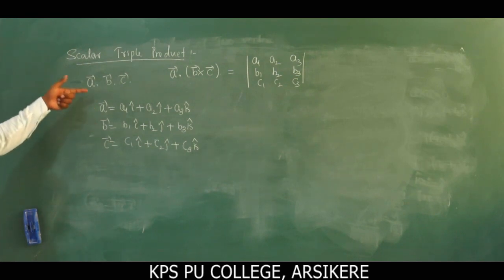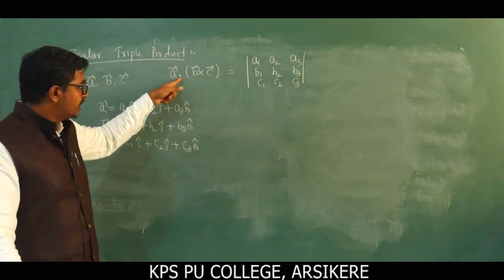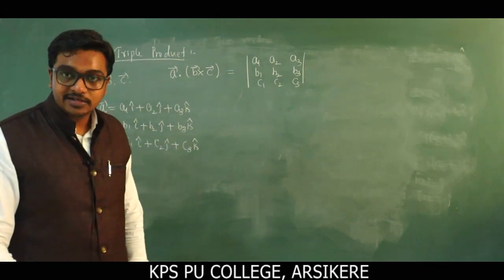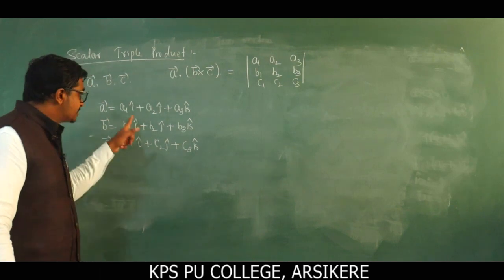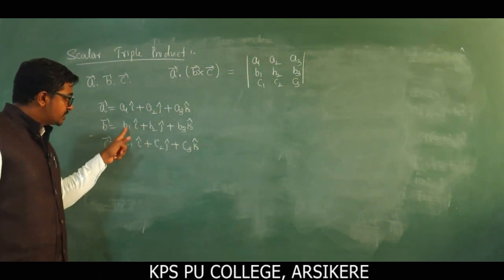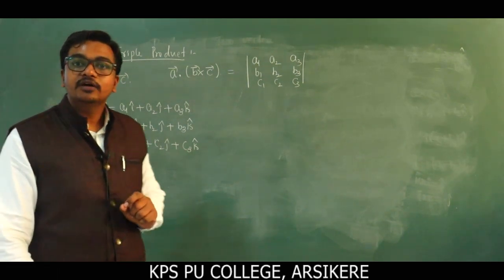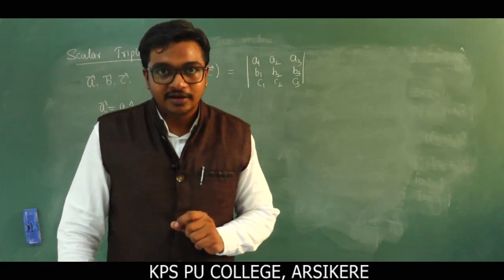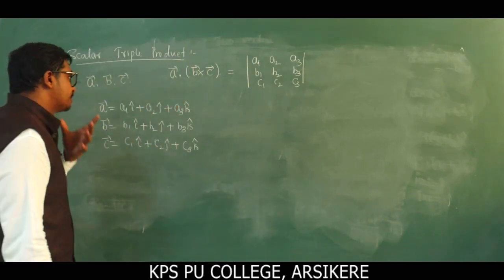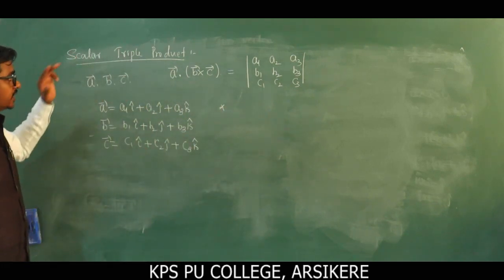If I want to find the scalar triple product of these three vectors, meaning vector A dot B cross C, it is equal to the determinant of order 3 cross 3. The first row is the scalar components of the first vector, that is vector A. The second row is the scalar components of the second vector. The third row is the scalar components of the third vector. This is the concept. Okay, next observe here. These are the very important topics in scalar triple product.